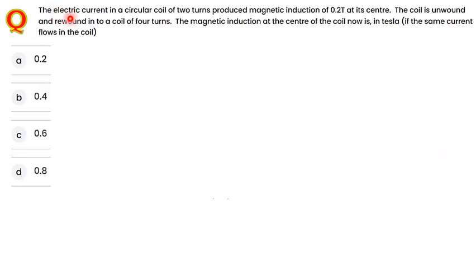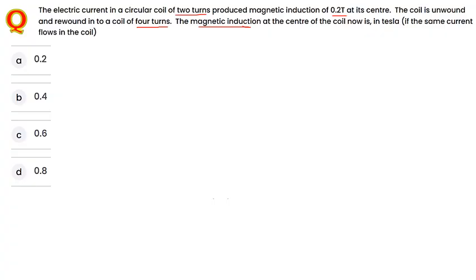The next problem here is the electric current in a circular coil of two turns. There are two turns of a circular coil that produce a magnetic induction of 0.2 Tesla. The coil is unwound and rewound into 4 turns. What is the magnetic induction? For 2 turns, this is 0.2 Tesla. For 4 turns, what is the magnetic field induction? That one only we are going to find out.